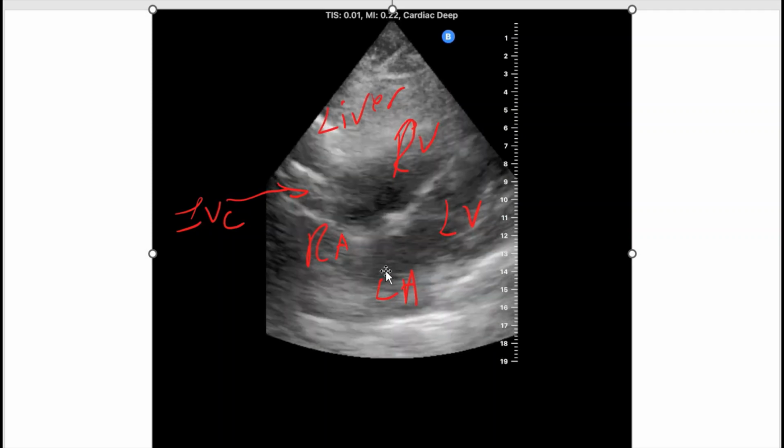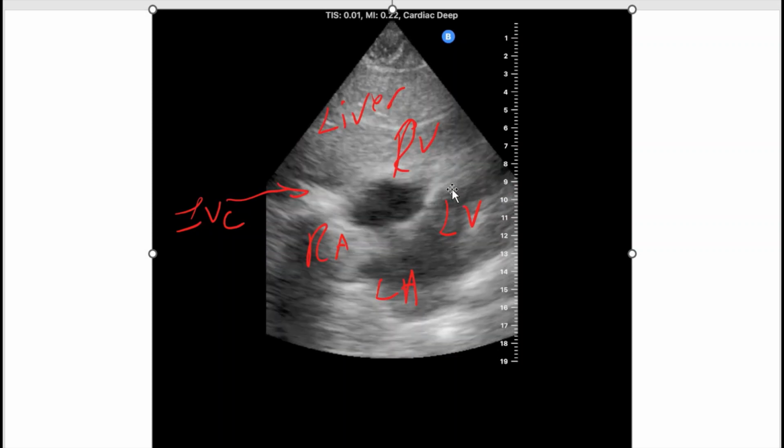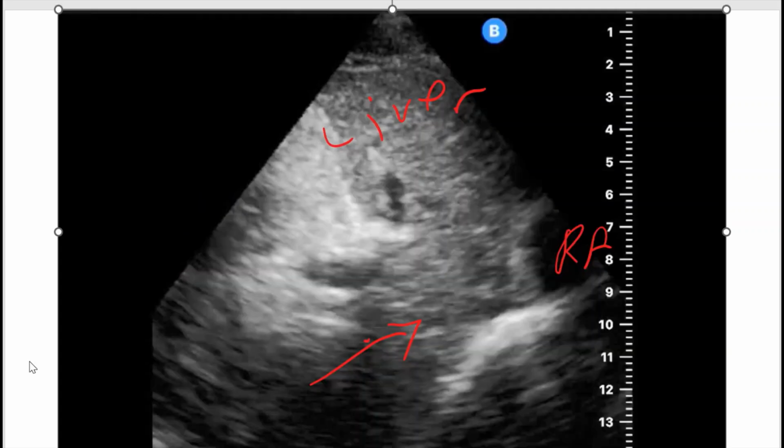As the heart's contracting, you can see that all the walls are coming in, indicating a normal heart with a normal EF. From the subcostal view, when you turn your ultrasound probe so the indicator is pointing towards the patient's head, you get the IVC view.